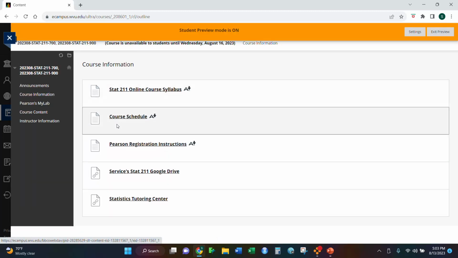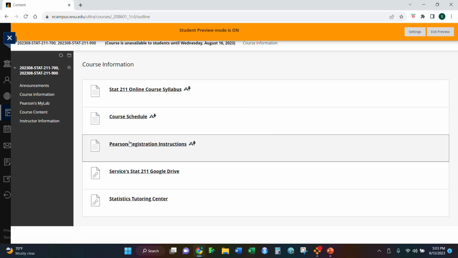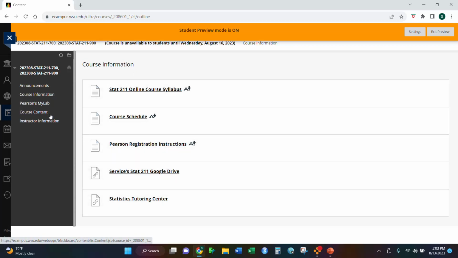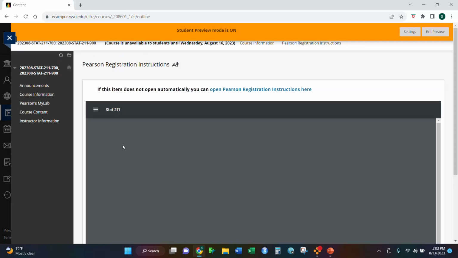So under our course schedule is the Pearson's registration instruction. I mentioned that this course operates basically on 2 different websites. eCampus has the course information stuff. It's going to have your course content like your lecture slides, your lecture videos, but as far as your textbook and homework assignments, that's all on Pearson. So let's pull up the Pearson registration instructions.